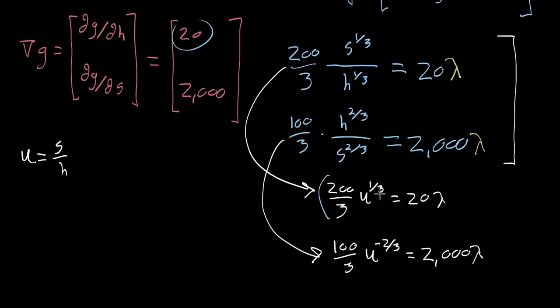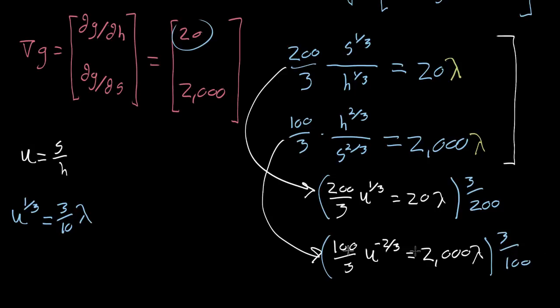Now let me go ahead and put all the constants together. I'm going to take this guy and multiply it by 3 divided by 200. Multiply both sides of that, just to cancel out what's on the left side here. And what that's going to give me, and I'll go ahead and write it over here, U to the 1/3 is equal to, let's see, 3 over 200. So that 20 almost cancels out with the 200. It just leaves a 10. So that's going to give me 3/10 of lambda. And then similarly over here, I'm going to take this whole equation and multiply it by 3 over 100. And what that's going to leave me with is that U to the negative 2/3 is equal to, let's see, this 2,000 when we divide by 100 becomes 20, and that 20 times 3 is 60. So that'll be 60 times lambda.